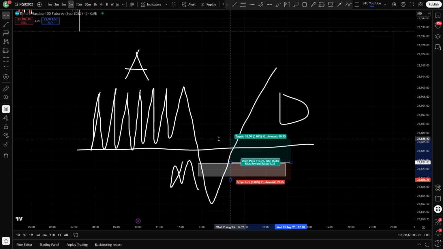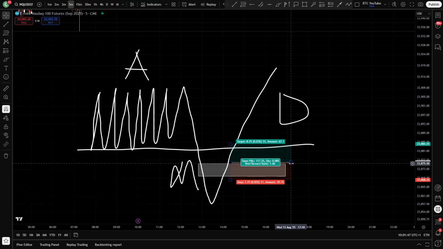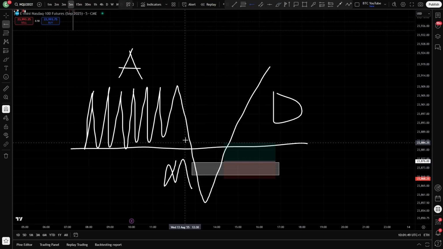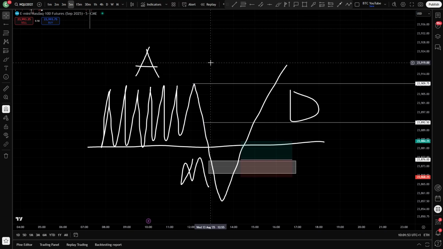You target a 1-for-1. And then basically you're looking to try and get a 1-for-1 and then hold runners back through the V shape back to the upside. Very, very simple and easy signature in price to find.